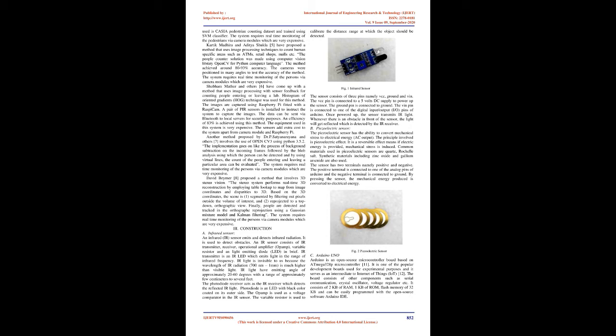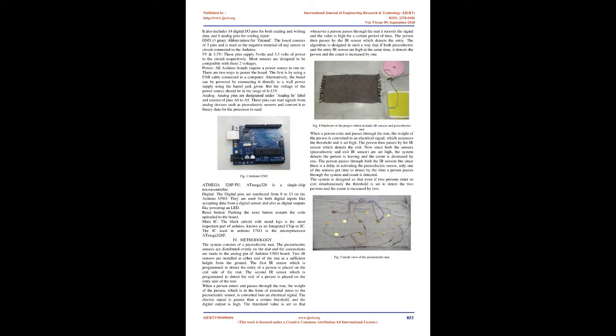Shubham Mathur and others [6] have come up with a method that uses image processing with sensor feedback for counting people entering or leaving. A histogram of oriented gradients (HOG) technique was used for this method. The images are captured using a Raspberry Pi fitted with a Raspi cam. A pair of PIR sensors is installed to instruct the system to capture the images. The data can be sent via Bluetooth to local servers for security purposes. An efficiency of 83% is achieved using this method. The equipment used in this system is very expensive. The sensors add extra cost to the system apart from the camera module and Raspberry Pi.